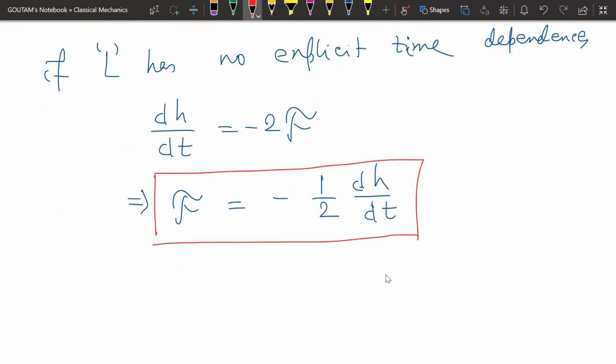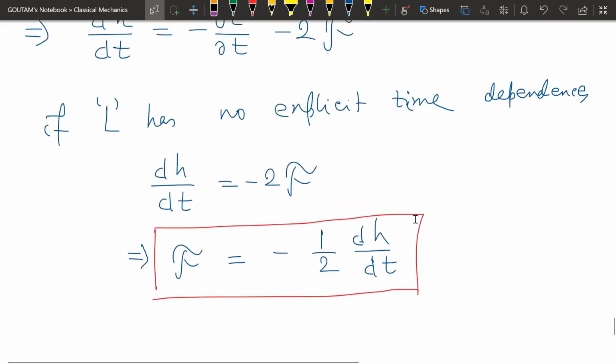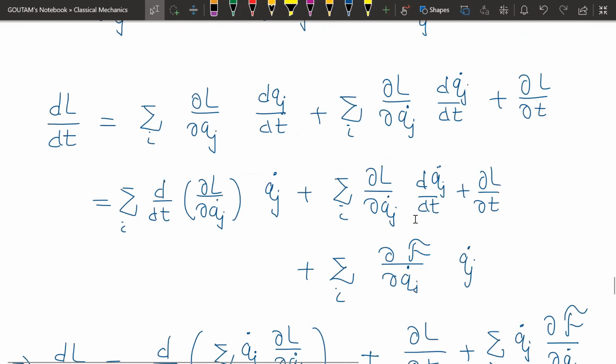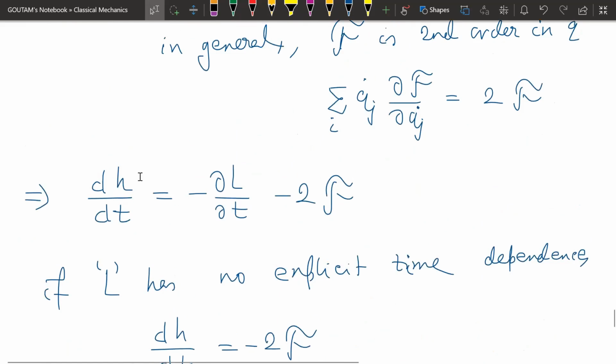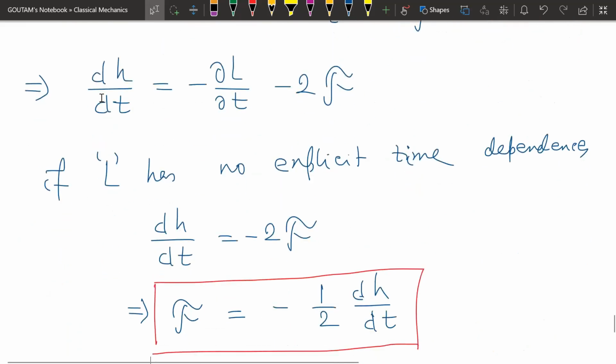We talked about this relation in one of our previous classes also, where we introduced this dissipation function. So it says that the rate of change of energy of a system, the energy loss, is twice the dissipation function. So that's the physical meaning of the dissipation function. If the dissipation function exists, the energy function will not be conserved, and the rate of change of energy will be equal to twice the dissipation function.